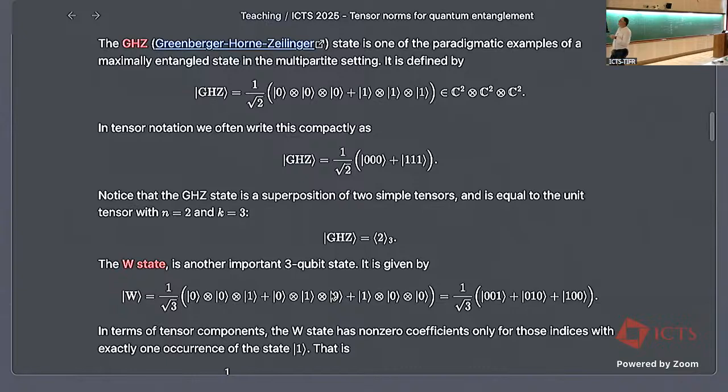And this is the optimal decomposition for the rank. And the same for W. This formula tells you that the rank is 3 or less, because I have a decomposition with 3 terms. Can it be 2? Can it be 1? The answer is no. It's really an easy exercise. So the rank of GHZ is 2 and the rank of W is 3.